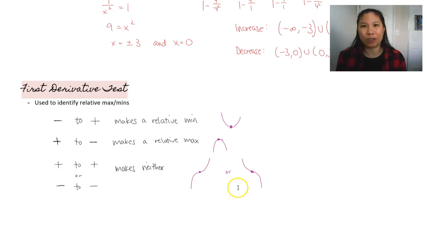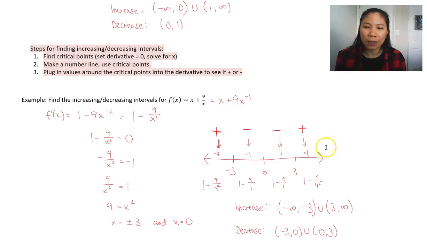But once you've made your number line and plugged in all your values into the derivative, you'll see your pluses and minuses, and then you should be able to tell whether these are going to be maximums or minimums without actually having to do your XY chart that we used to do.